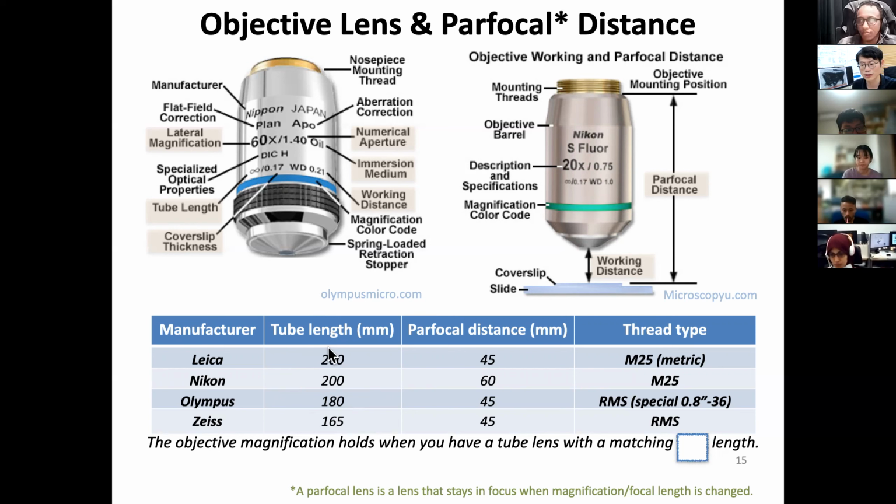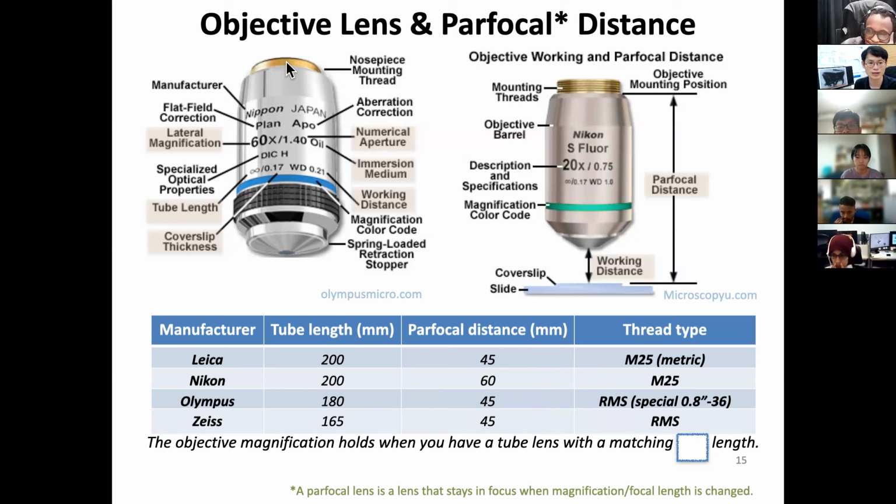Because you should use this one to define your magnification, correct. So instead of 200, let's say you use a tube length of 100 millimeter, this one should be half, 30x imaging you are obtaining. So that's what you learn from the 4F system. The magnification is the focal length of the tube length divided by the focal length of the objective lens, and parafocal distance.